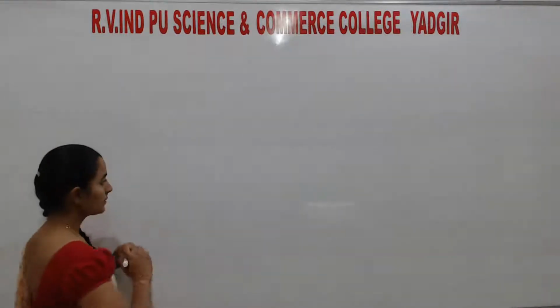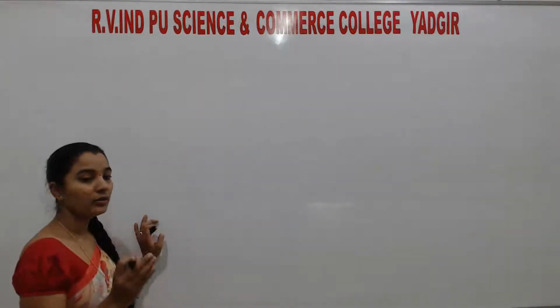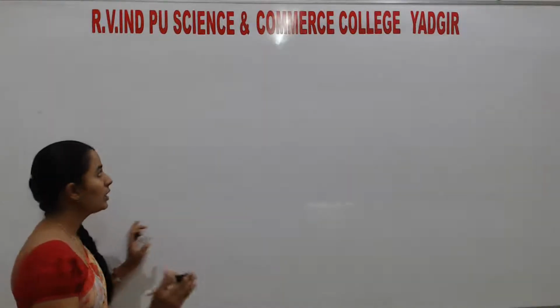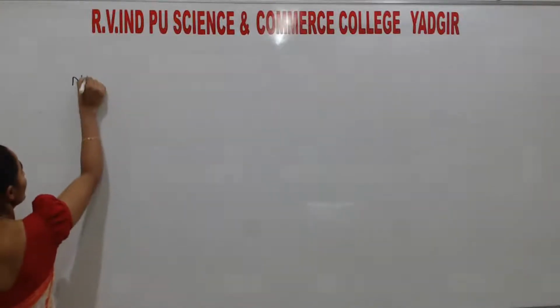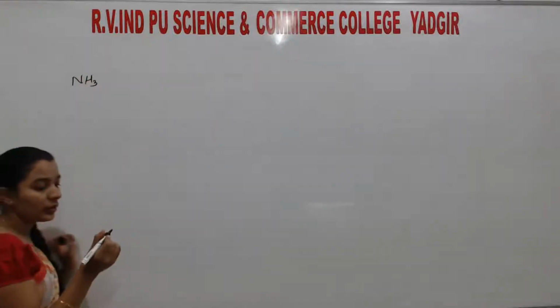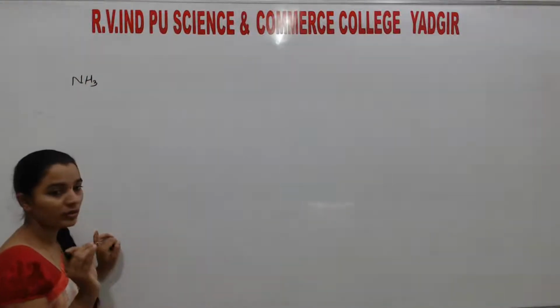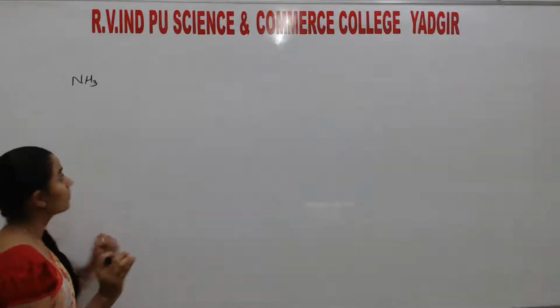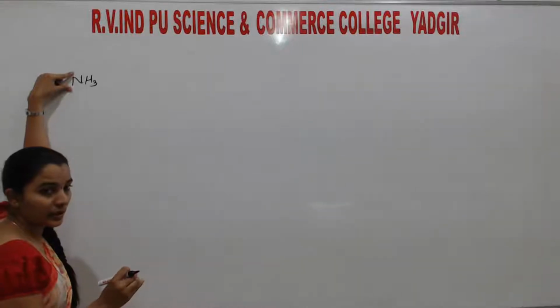Here, students, I will take an example first. Later, I will tell you how to find out the type of a molecule. I will go with NH3 here, with the chart that I gave in yesterday's class. With that chart, you can understand easily. So NH3: here nitrogen is the central atom.